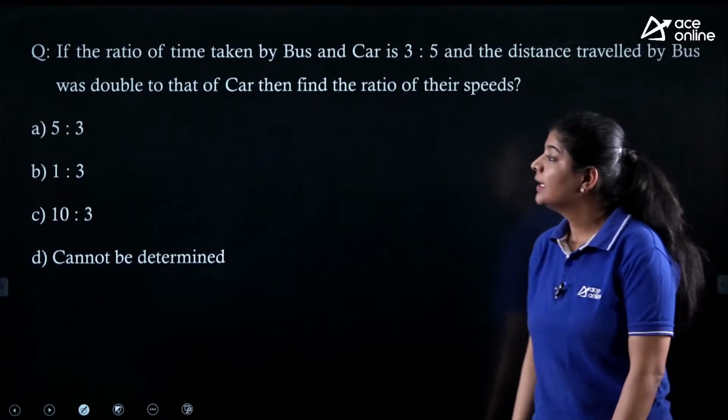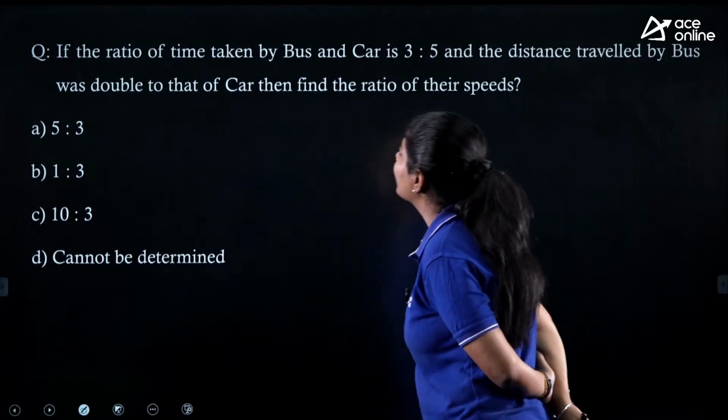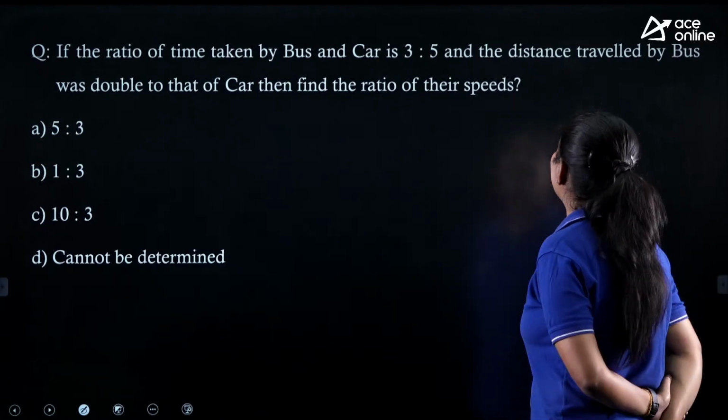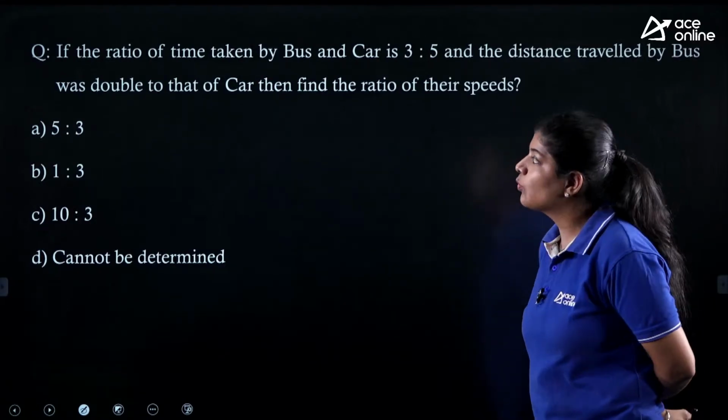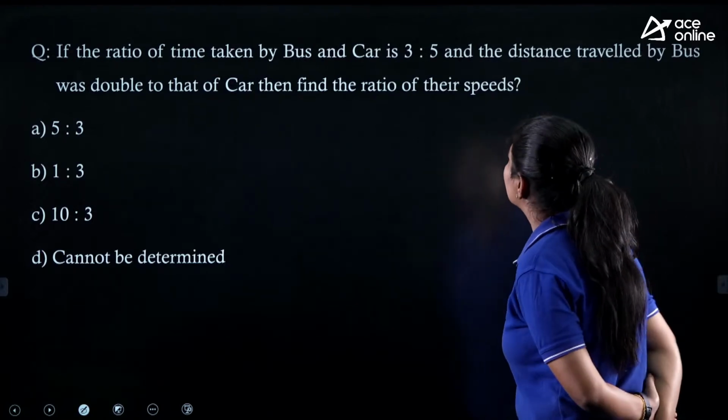Next. The next question says that if the ratio of time taken by bus and car is 3:5 and the distance travelled by bus was double that of car, then find the ratio of their speeds.